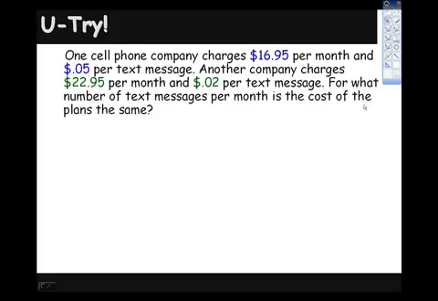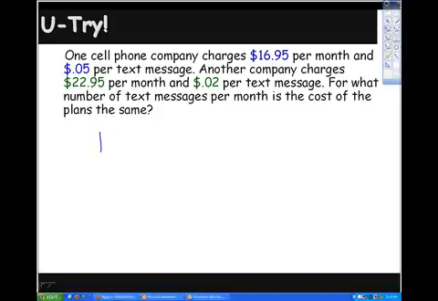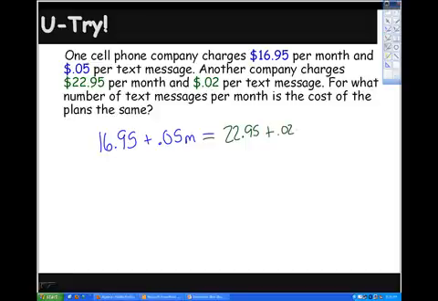Let's make a little more room here and also highlight some information. Let's call it the blue plan and the green plan. One is $16.95 per month and 5 cents per message. So that would be 16.95 plus 0.05 M, where M is the number of messages. We want to know when that equals the green plan, which is 22.95 plus 0.02 per message. We just want to know how many messages would make this equal.